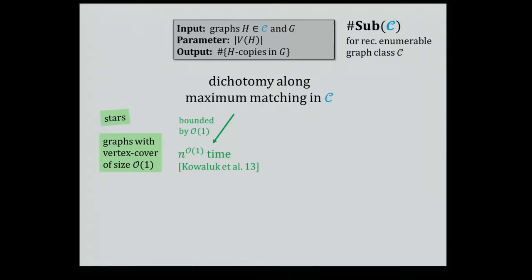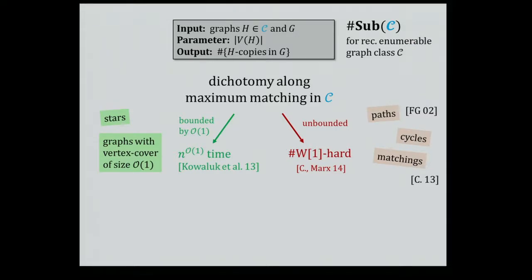And on the other side of the dichotomy, the hard cases are given by those graph classes which are unbounded. Whenever you have a graph class C which has unbounded matchings, and the matchings don't have to appear as induced subgraphs, it's just okay that you have subgraphs which are matchings, then you can show sharp W1 hardness of this problem. This includes the paths, the cycles, which have large matchings, of course. And it also includes the class of matchings, because matchings typically tend to have unbounded matchings.